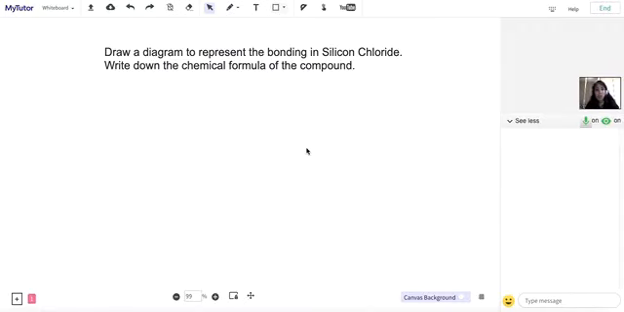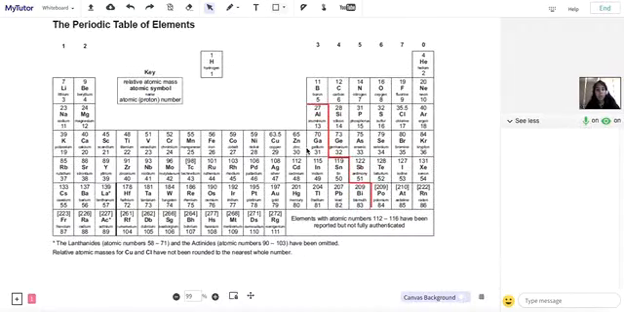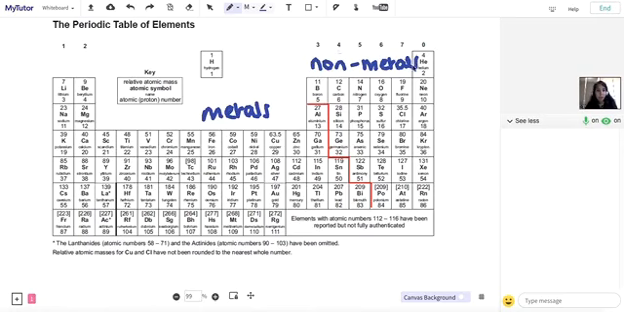So we can use the periodic table to help us with this. This red line on the periodic table represents the divide between metals and non-metals, with metals on the left-hand side and non-metals on the right-hand side. If we find silicon, it's over here, and therefore it's a non-metal, and chlorine is also a non-metal. What that means is that the bonding that takes place between silicon and chlorine is covalent, because only covalent bonding occurs between two non-metals. That will help us when drawing our diagram.